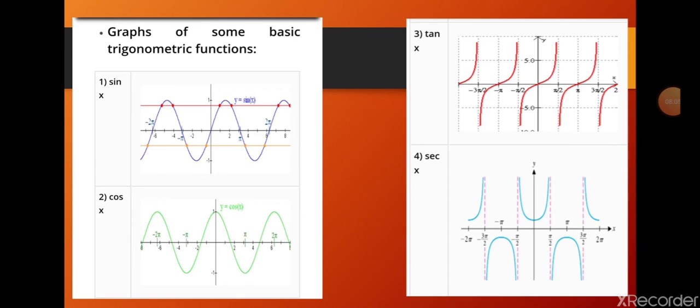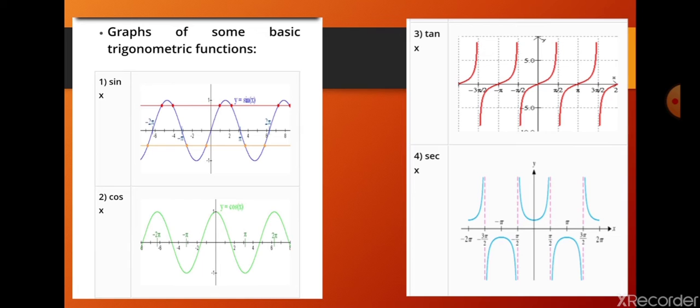The graphs given below are some basic trigonometric function graphs where x-axis indicates the angle and y-axis the values. Here in the first graph, it's a graph of sin x where we can see that the value of sin x increases from 0 to 1 in the interval 0 to pi by 2 and then decreases from 1 to 0 in the interval of pi by 2 to pi. Similarly, we can see the other graphs also.